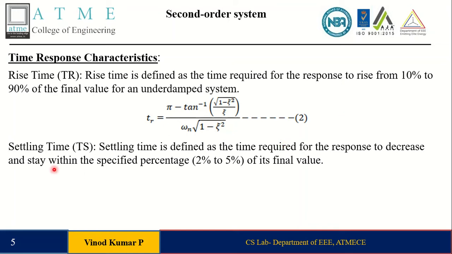When it comes to settling time, it is defined as the time required for a response to decrease and stay within the specified percentage, that is 2 to 5% of its final value. For 2% it is 4 tau, which is 4 divided by zeta omega n. If it is 5%, it is 3 tau, which is 3 divided by zeta omega n.